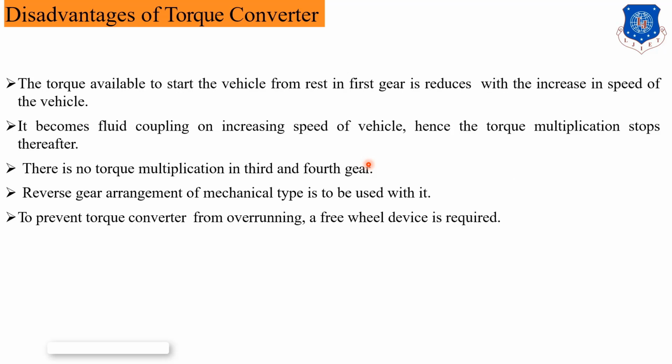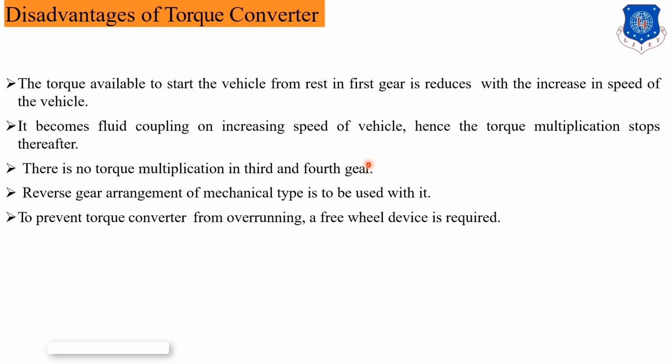Next, disadvantages of the torque converter. The torque available to start the vehicle from rest in first gear is reduced with increasing speed of the vehicle. This is the main disadvantage. Again I repeat, the torque available to start the vehicle from rest in first gear is reduced with increasing speed. It becomes a fluid coupling on increasing the speed of the vehicle, hence torque multiplication stops thereafter. That means torque multiplication is not there if speed is more.